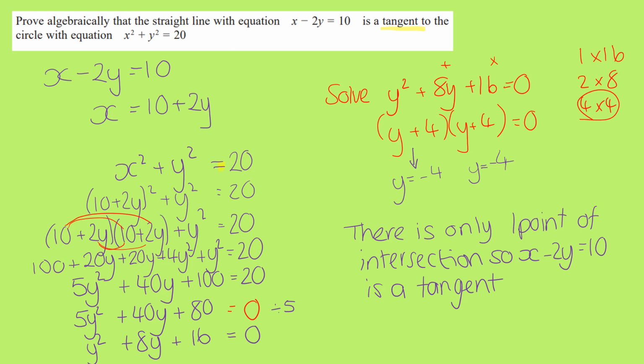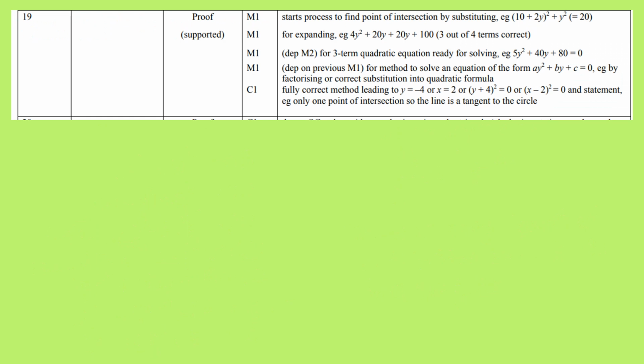Okay, so looking here then at my mark scheme, my first mark starts the process to find the point of intersection by substituting. So that's taking the linear equation, rearranging it, and either swapping it for x or y in the circle equation. The next one was for expanding your brackets. So this bracket's here, or if you substituted in for the y, so expanding those correctly, and as long as you got 3 out of 4 terms correct, you would have got 2 marks.